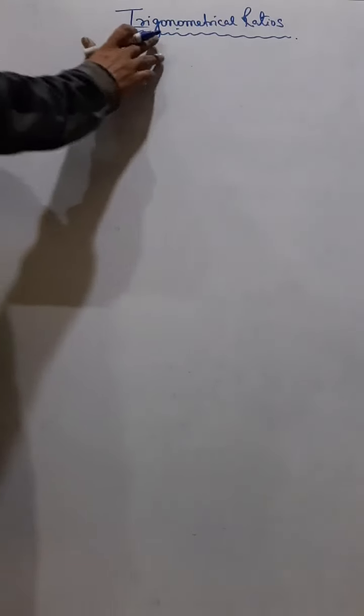And trigonometrical ratios are the relationship between angle and the ratio of their sides. Okay, we'll understand slowly.